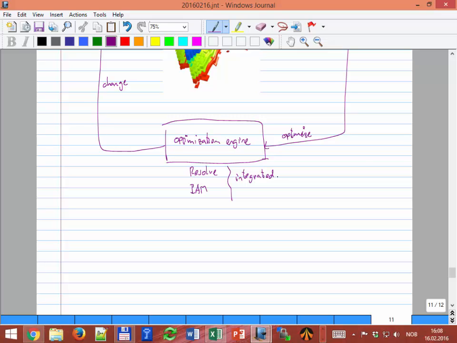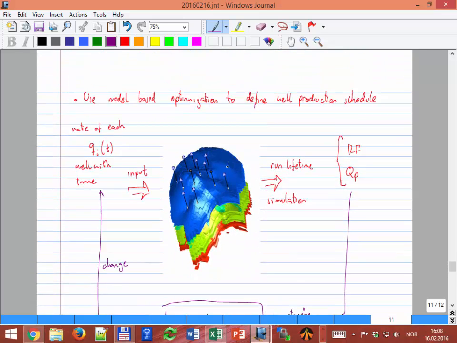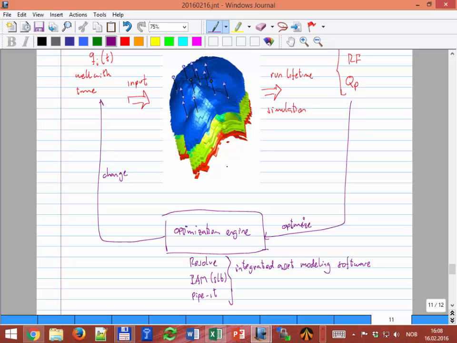Integrated asset modeling software. So for that we use Resolve. IAM is a product by Schlumberger, or we could use also Pipeit, that's a company here in Trondheim. For that we have to use something like this. So that's one approach, more complicated, but we take that decision out of our head. We can sleep well at night, but we just have to set up the optimization and see if it runs and it gives kind of coherent results.